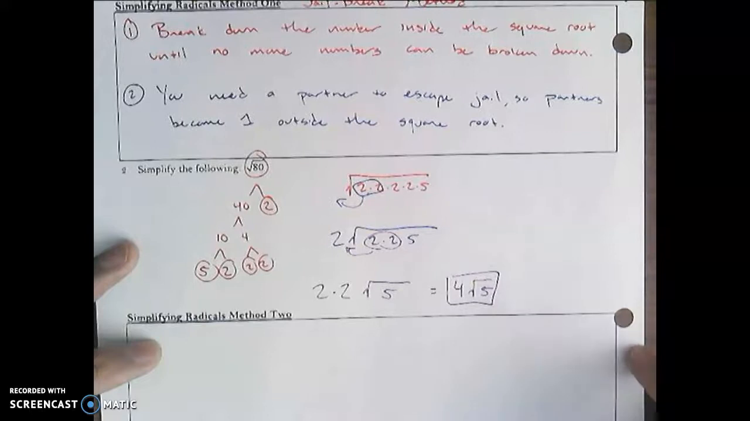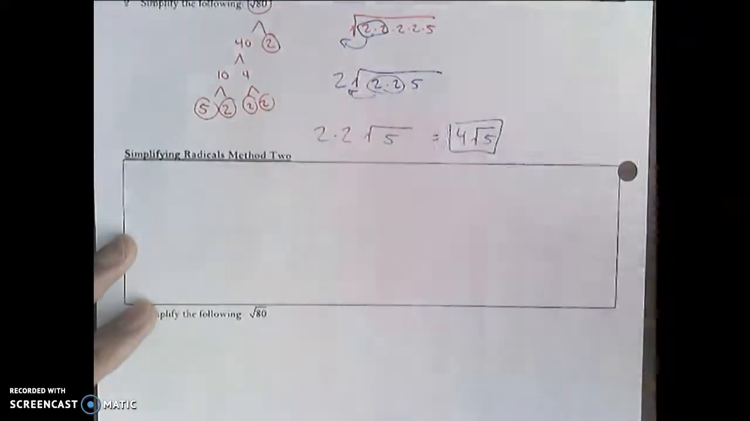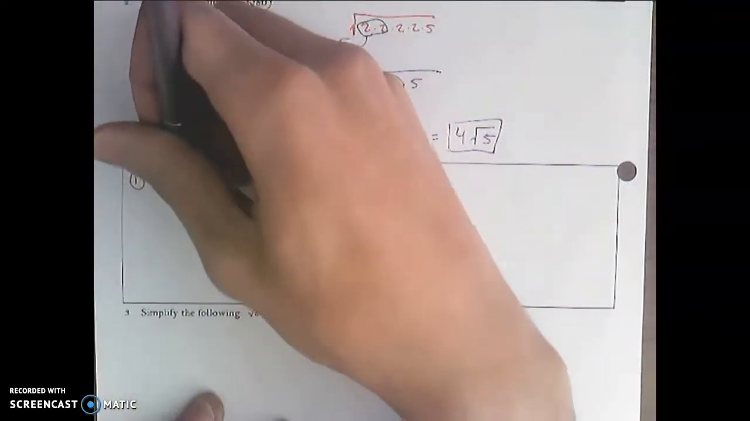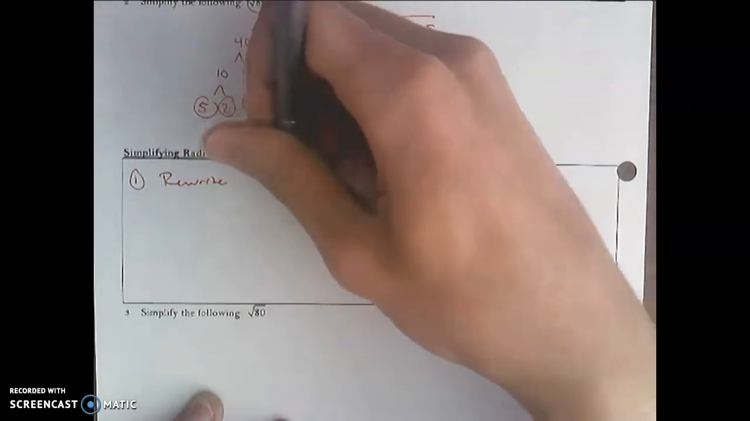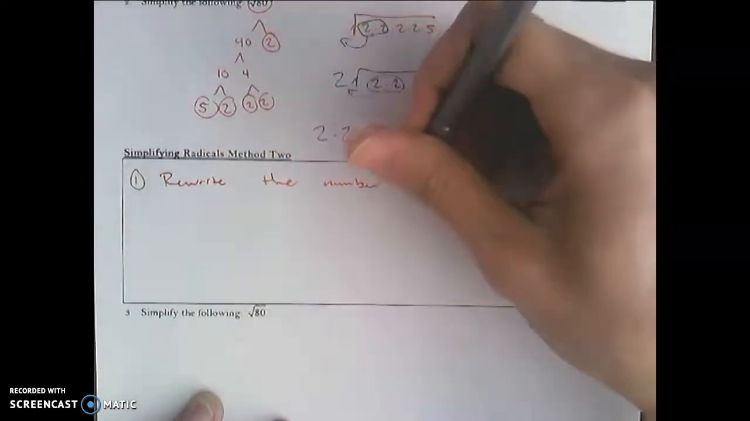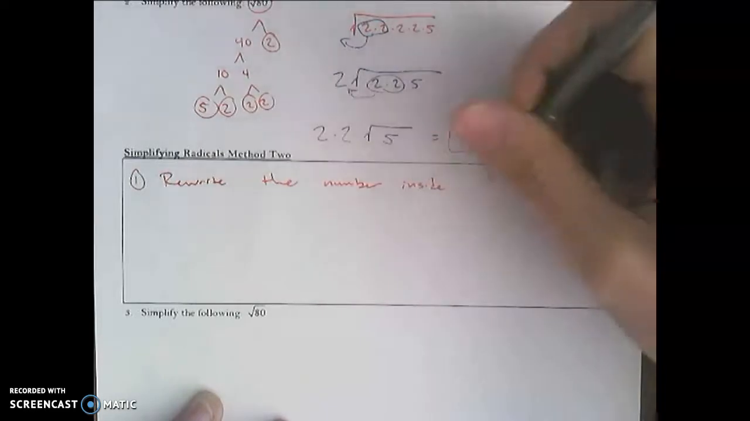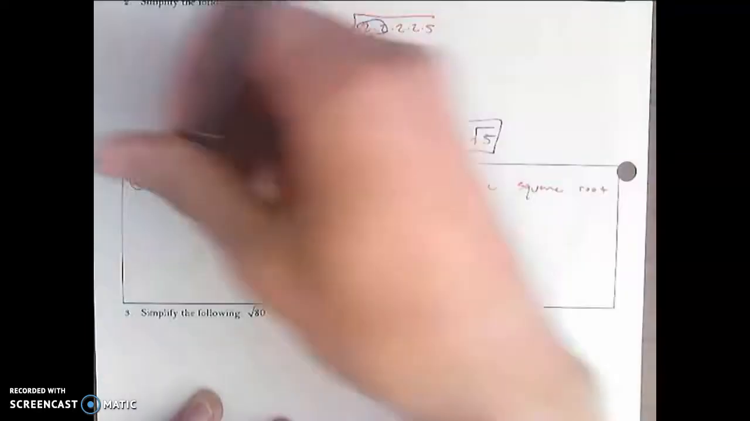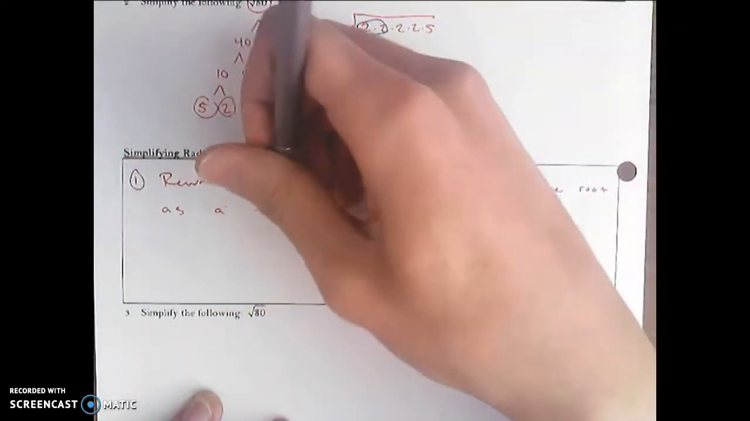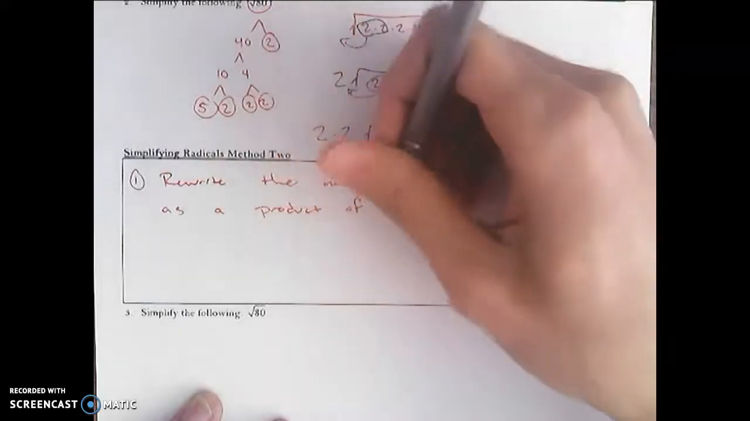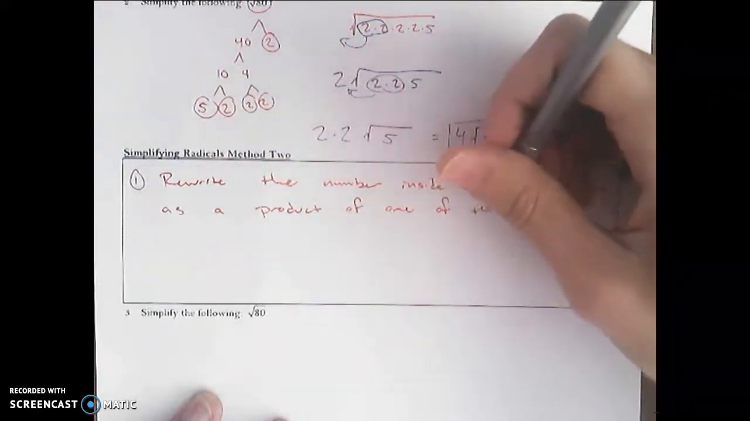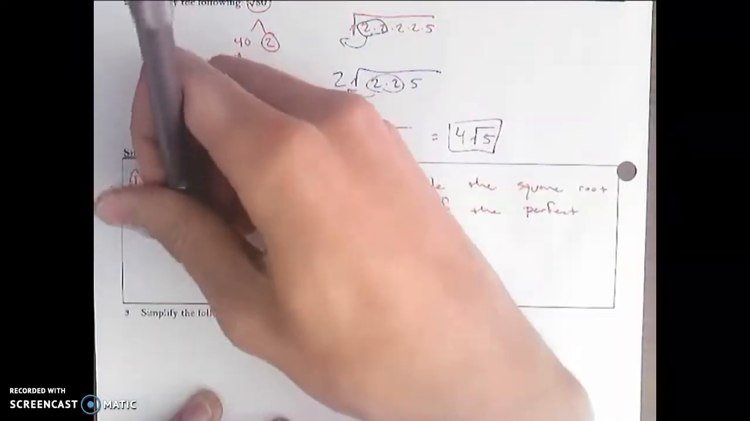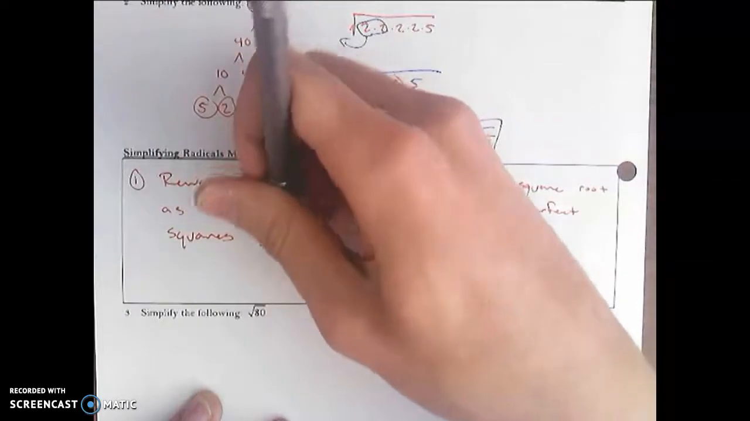Let's talk about the other method. So the other method just has one step. We're going to rewrite the number inside the square root as a product of one of the perfect squares and another number.